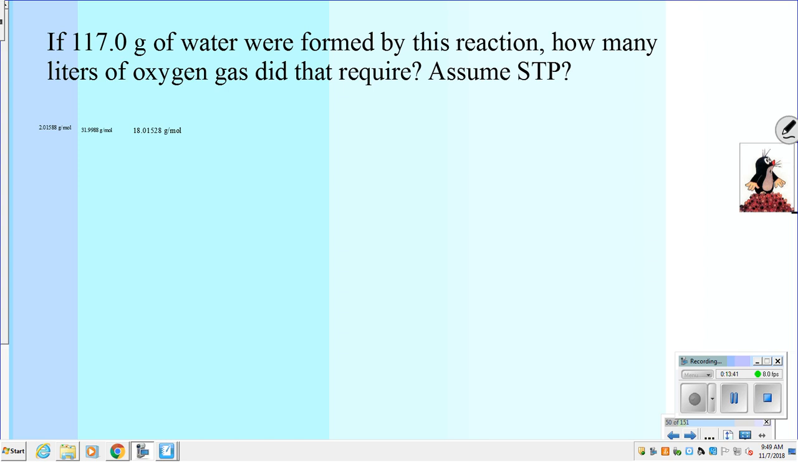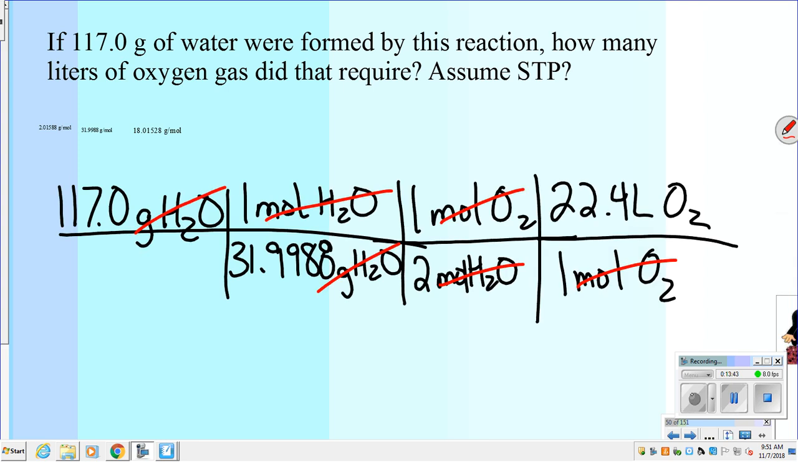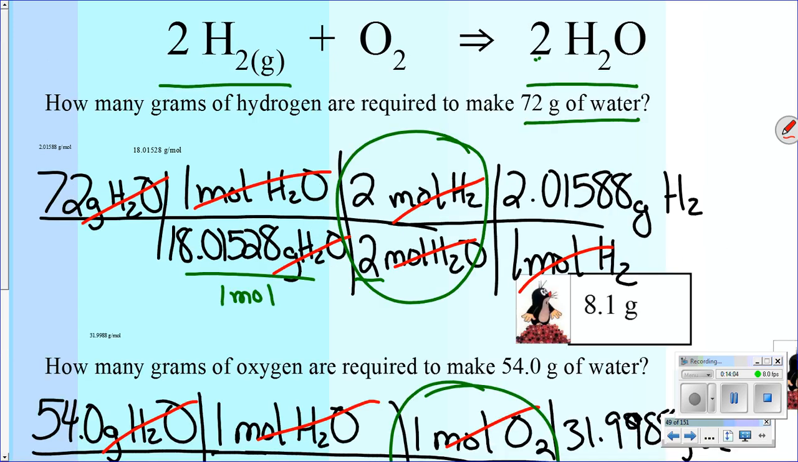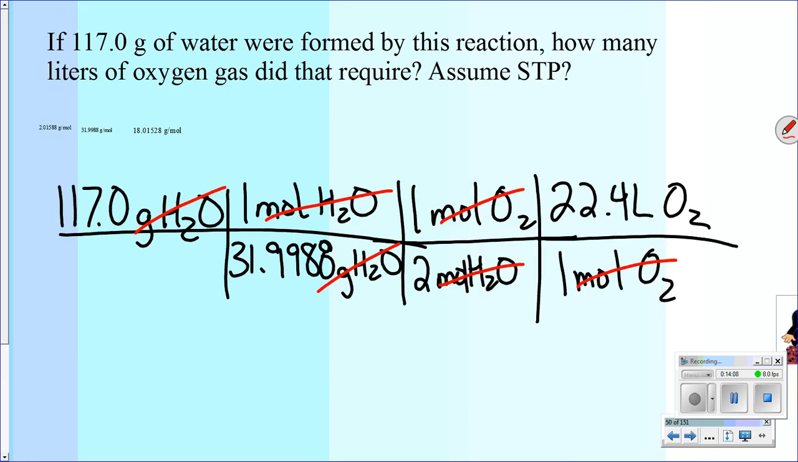You can try this problem right here, and we'll go over it in just a moment. So we're going to start by taking our grams of water into moles of water. So 117 divided by 31.9988. Essentially, it's about 3.5 moles of water that we then have to convert into oxygen. We're doing this using the relationship of 2 waters to 1 oxygen. So that 2-to-1 relationship right there.